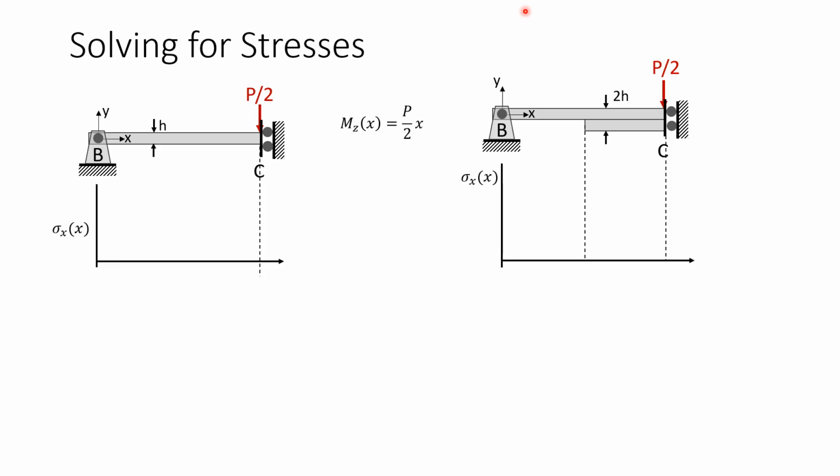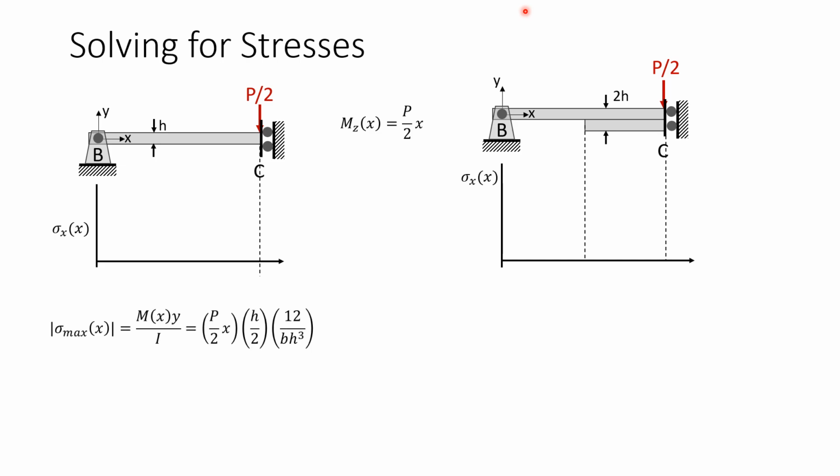Now that we've determined the equation for the moment throughout the beam, we can start to look at the flexural stresses. We're going to compare two different conditions, one in which we have only one leaf and one where we have two leaves. In the first case, we can look at our equation for flexural stress and substitute in our equation that we've gotten for our moment.